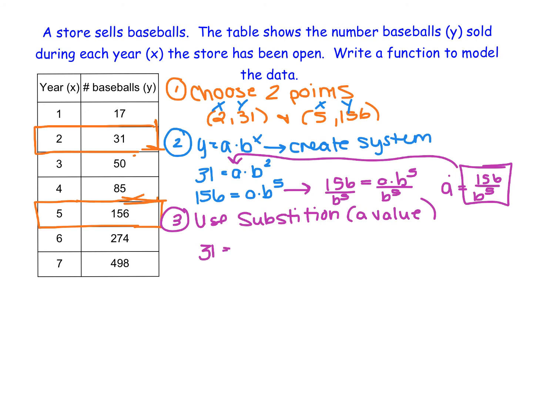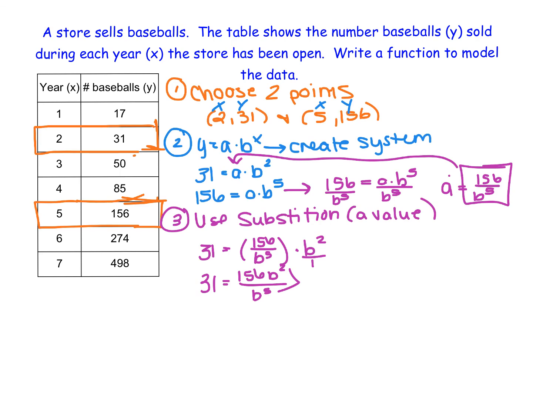31 is equal to 156 over b to the power of 5 times b squared. And now if we start simplifying this a little bit, we end up with 31 is equal to 156, or we can put b squared over 1, so it would be 156b squared over b to the power of 5. Well, if we simplify this, remember we can subtract the exponents and then leave the b values where there are more b's to start.